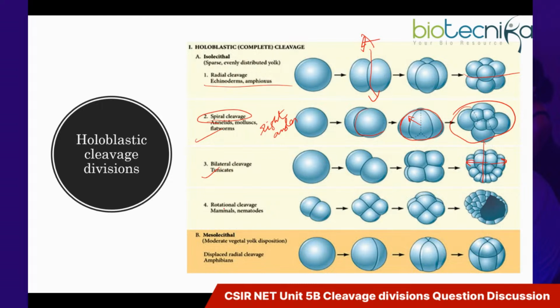Rotational cleavage I already explained to you. The cleavage plane rotates. So first is meridional. In the second one, it will rotate, and that's why one cell will be meridional, while the other cell will be equatorial. And this will lead to a structure like this.